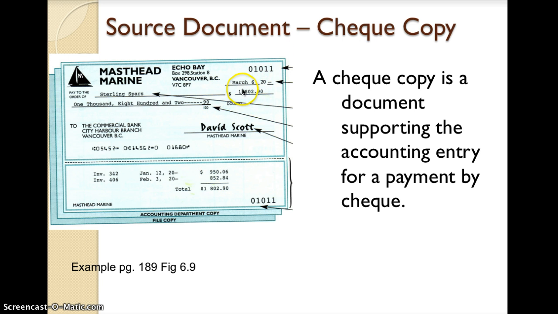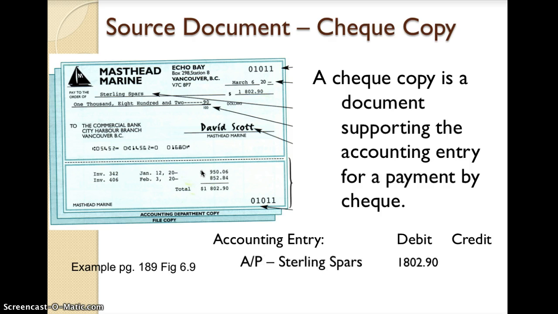In this example, we have the date, the payee to whom the check is issued, the amount in numbers and in letters, and the signature of the person writing the check. We also have this tear-off portion that explains the sale and number of copies. The original is sent to the payee of the check. For this accounting entry, we are paying off an accounts payable, so we are going to debit accounts payable and credit bank.